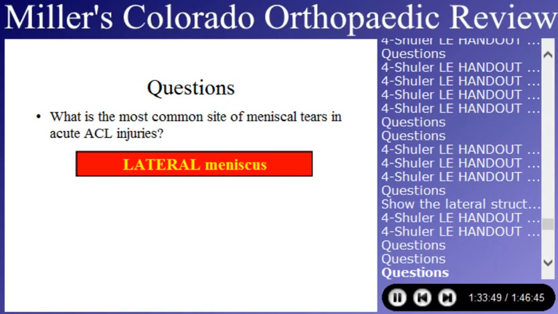Most common site of meniscal tears in acute ACL injury is where? Anatomy? Lateral meniscus.